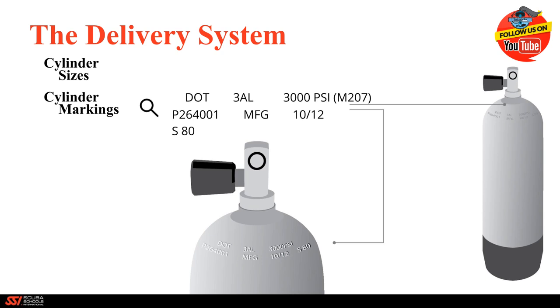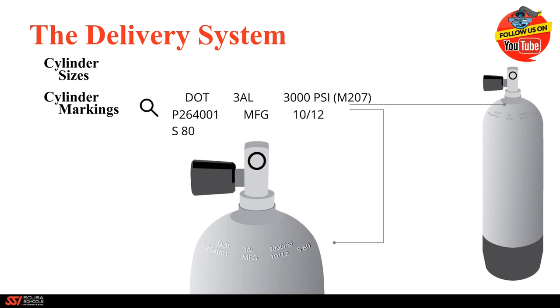There's also a DOT number, and that's your Department of Transportation number. And that is the transportation class of the cylinder. So basically any SCUBA cylinder that you're going to use recreationally, you'll be able to transport in your personal vehicle without special permits, things like that. Then under where it says DOT on the slide, you'll see a serial number. To the right of that, where it says MFG, that's the manufacturer born on date. So that tells you how old the cylinder is, when it was made.